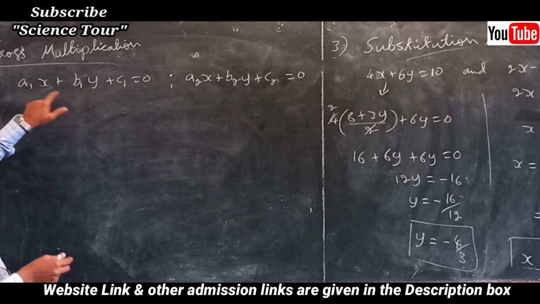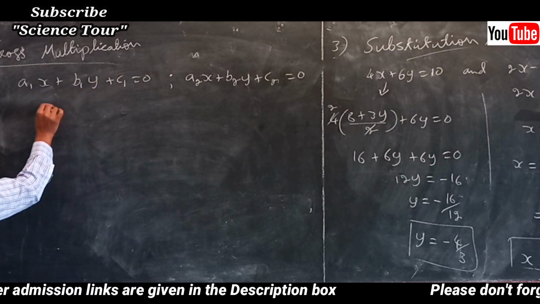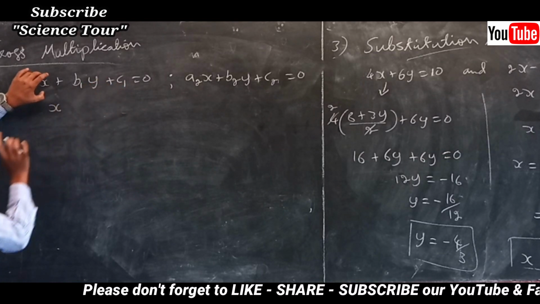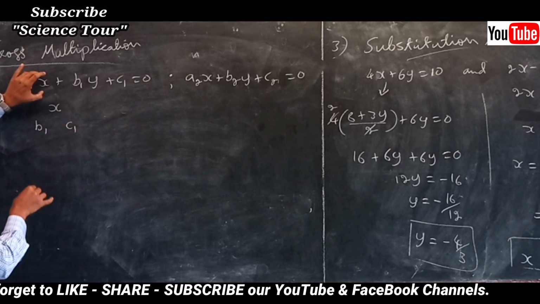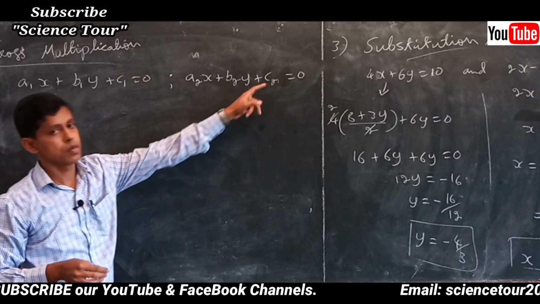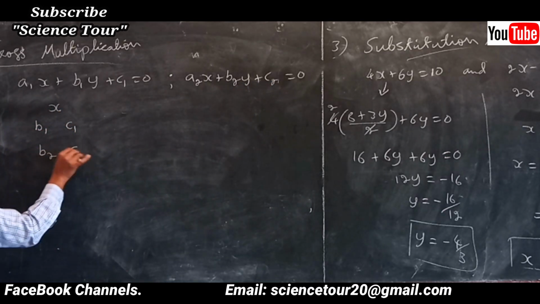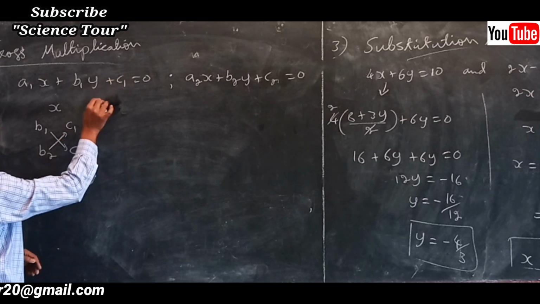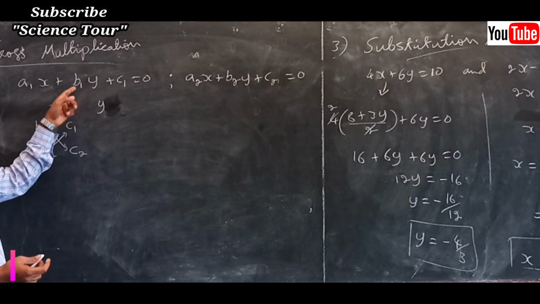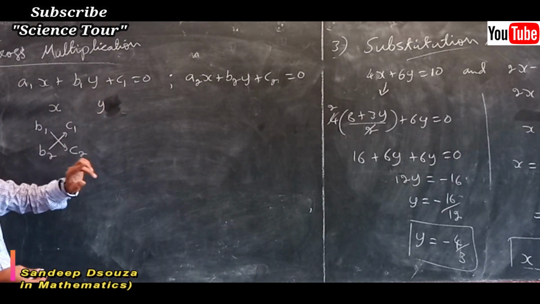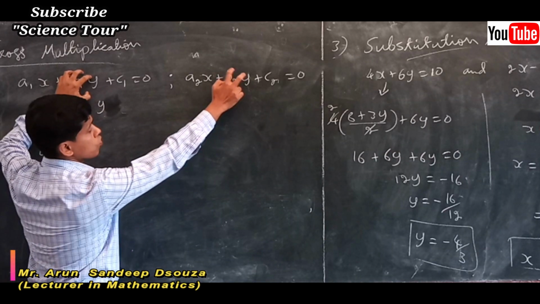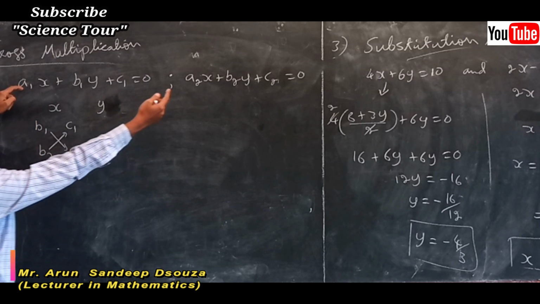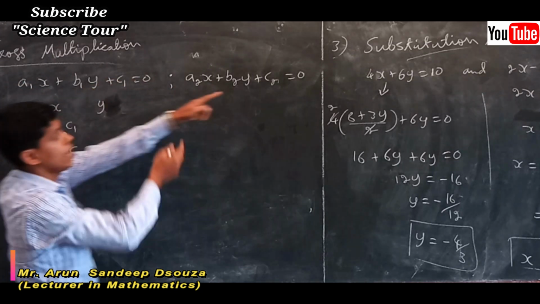We have to write the coefficients in this way. First you have x, and when you write x, I am writing these coefficients: b1 and c1 here, and what are the coefficients here? b2 and c2, and then I have to cross multiply. And similarly when you write y, what is the coefficient? b1 and b2 there. Except b1 and b2 you do not write. What are the other coefficients? a1 and a2, c1 and c2.